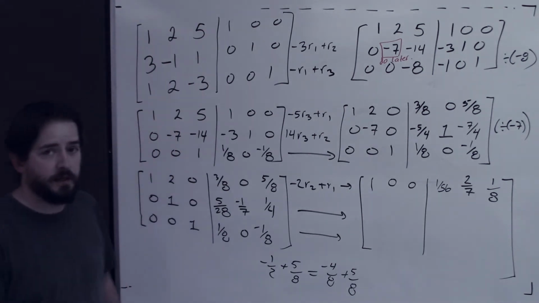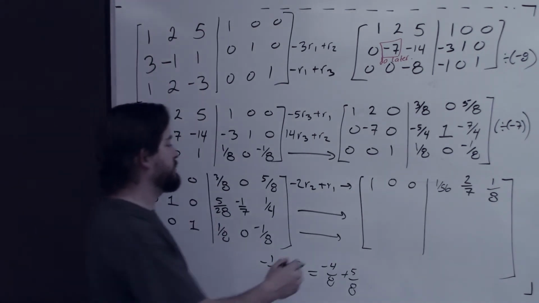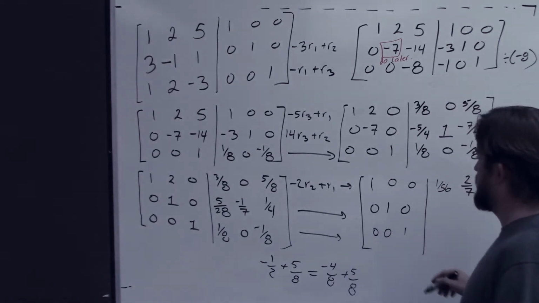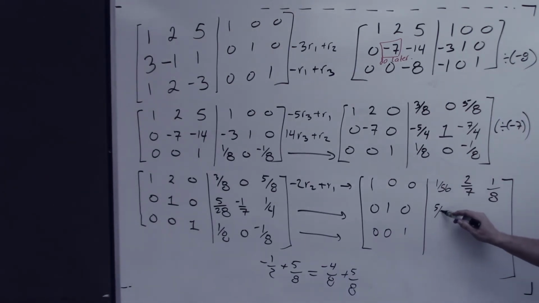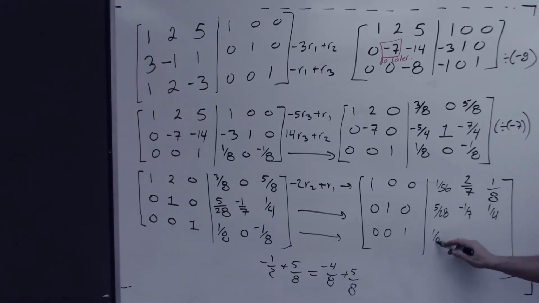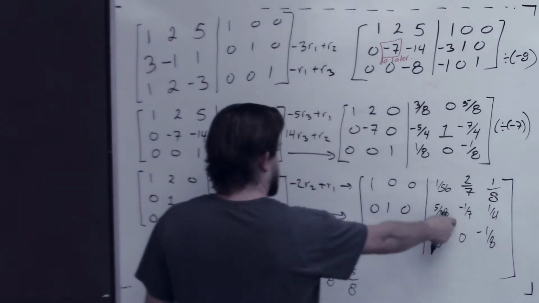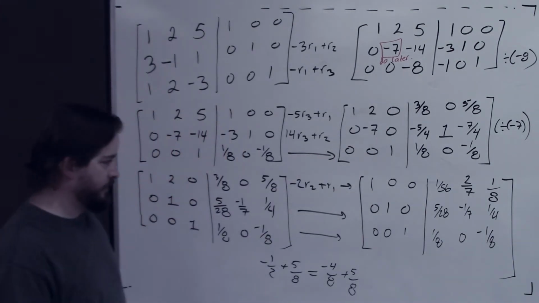Yuck, right? The rest of it's the same though, so 0, 1, 0, 0, 0, 1, and then this 5/28, negative 1/7, 1/4, 1/8, 0, negative 1/8. And that's your inverse, is that big bag of ugly on that right-hand side.